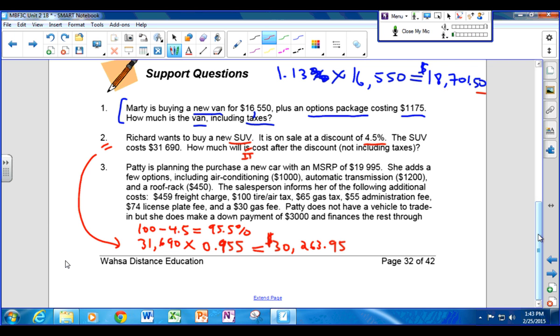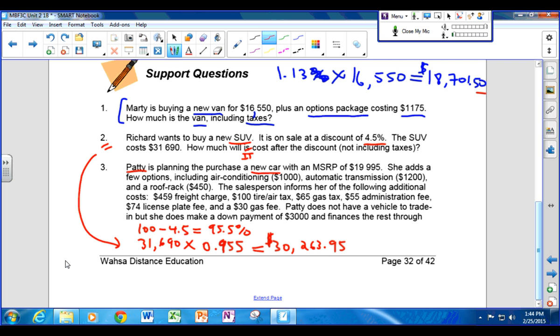Now question 3 looks like a long question because it spills over into the next page. All right, let's take a look at it. Patty is planning the purchase of a new car. Okay, we got that. New car, important.